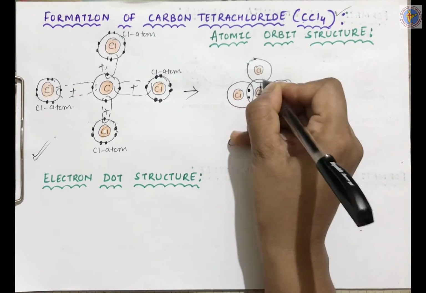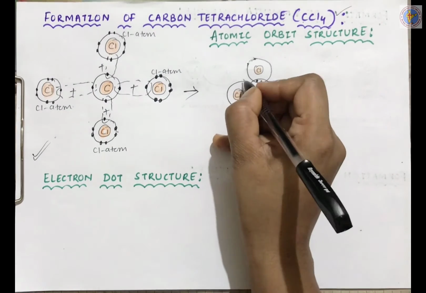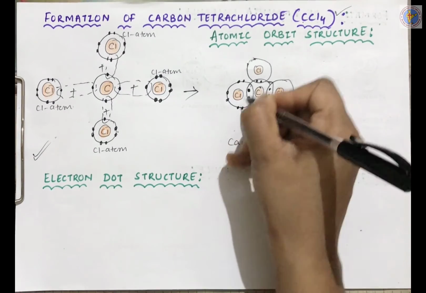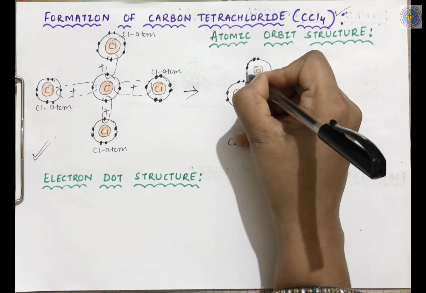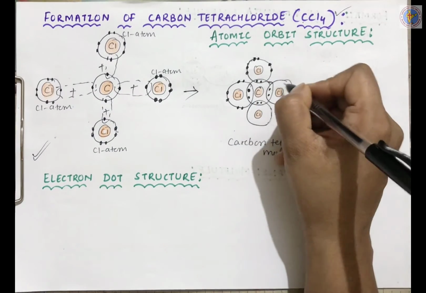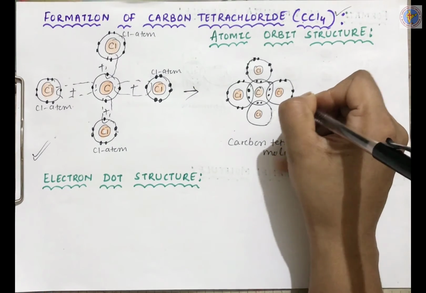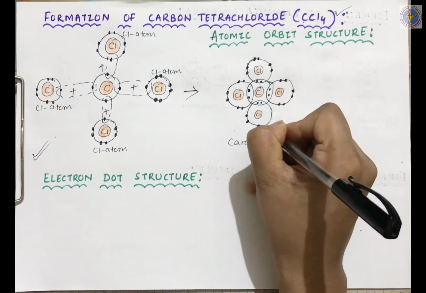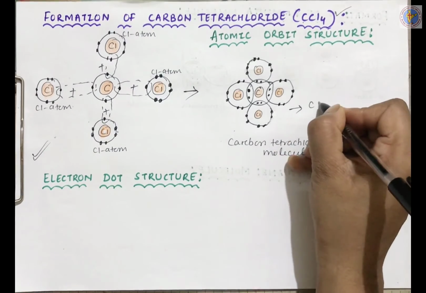After combination it will become like this. Here 2, here also 2, because sharing takes place between these 2. Here also 2, and of course the other electrons which are present in the outermost shell of chlorine, you need to show that. Children, one thing I'll tell you here: if you forget to show the other electrons present in the outermost shell of chlorine and show only the sharing part, then you will lose marks. So it is always advisable to show the other electrons present in the outermost shell of chlorine. So like this we are getting the CCl4 carbon tetrachloride molecule.